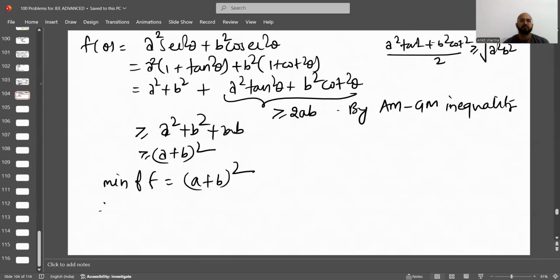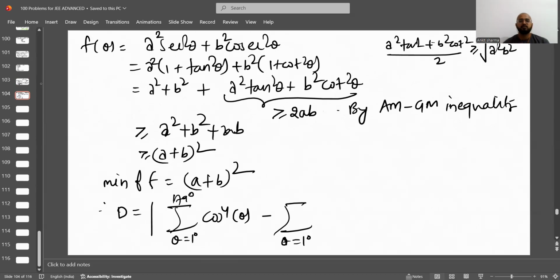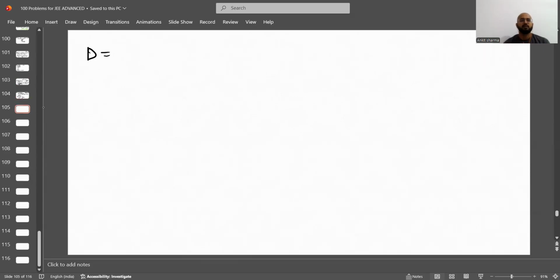So d is equal to modulus of sigma cos power 4 theta, where theta runs from 1 degree up to 179 degree, minus sigma theta from 1 degree to 179 degree of sine to the power 4 theta. Now this can be clubbed into one because the limits are exactly the same. So d is going to be modulus of sigma theta equals 1 degree to 179 degree of cos to the power 4 theta minus sine to the power 4 theta.